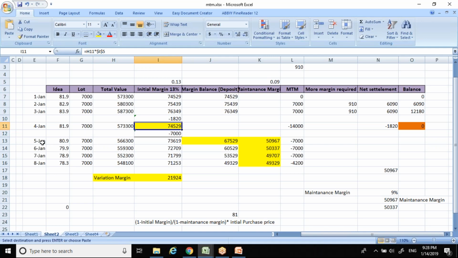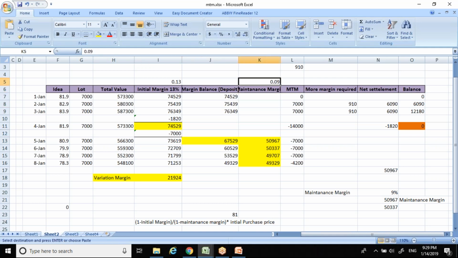Now what happens on 5th January, you again see a decline in price of 1 rupee. So you again have a loss of 7,000. When you have a 7,000 loss, the margin balance in the account reduces to 67,529. But the actual requirement is 73,619. Now, the exchange does not immediately tell you to credit the difference when the price goes down, but they set up a maintenance margin level.